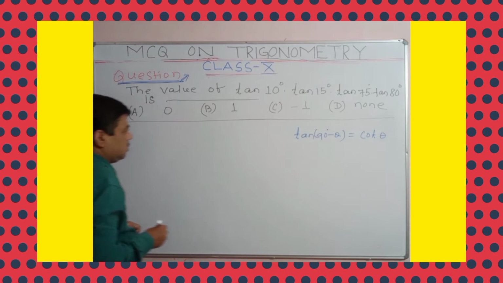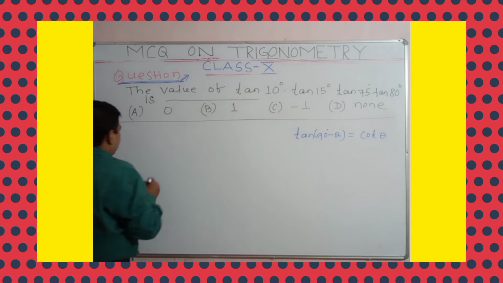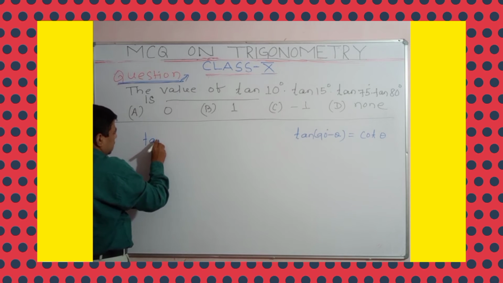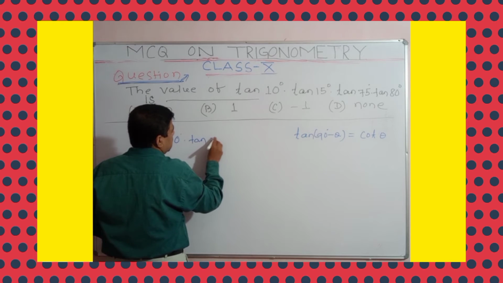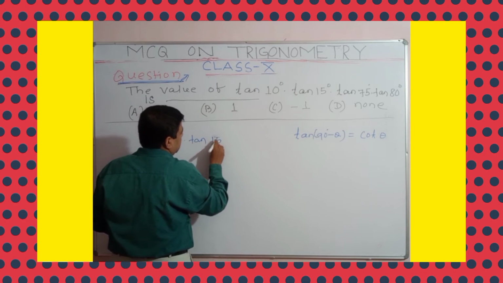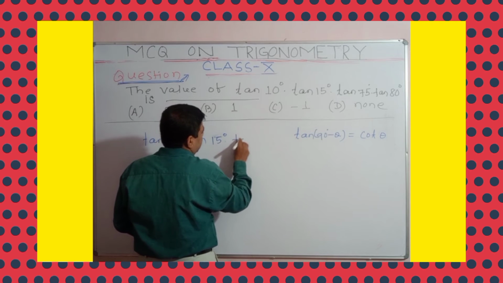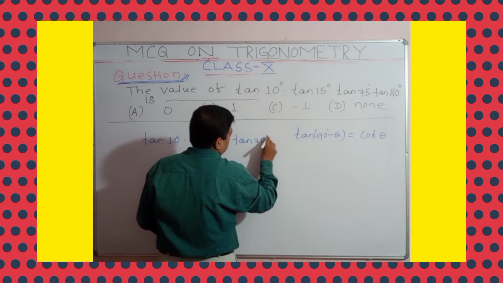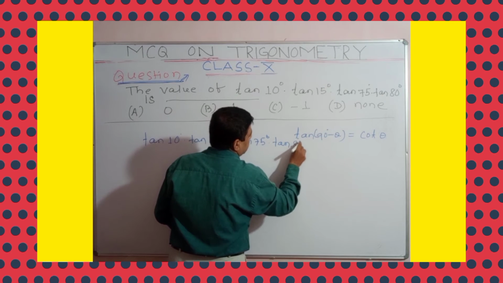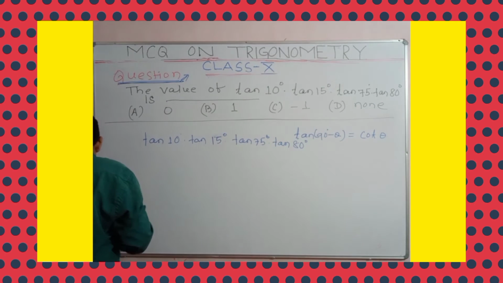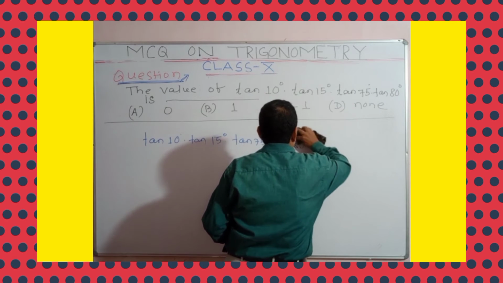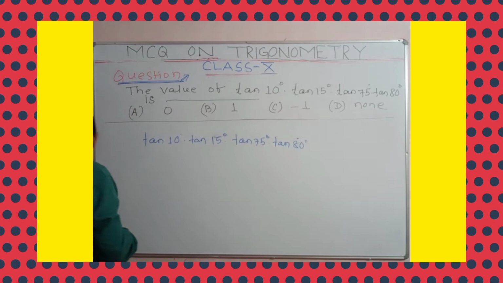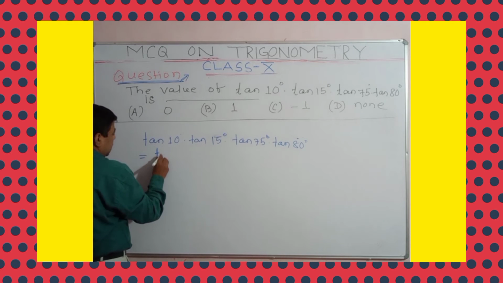Okay, and using this concept here you have to find out the value. So now you see tan 10 degree into tan 15 degree into tan 75 degree into tan 80 degree. Understand? So this is the value given. You have to find out the required value.